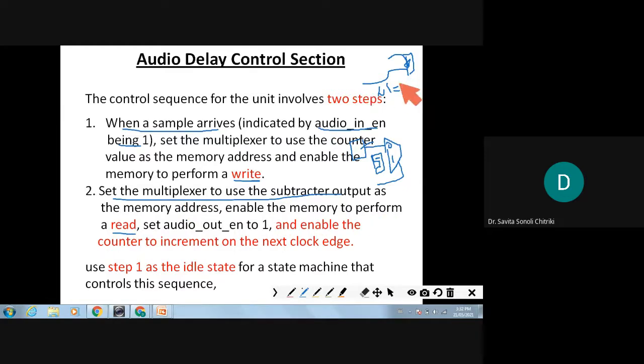At that time, when you want to make it a read, 0 has to be sent on the memory line. Read, and set the audio out enable to be 1. So audio out enable also should be 1, since you are reading from the memory. Set the audio out enable to 1 and enable the counter to increment on the next clock edge. So again the counter has to be incremented on the next clock edge. Right? So use step 1 as an idle state for the state machine that controls this sequence.